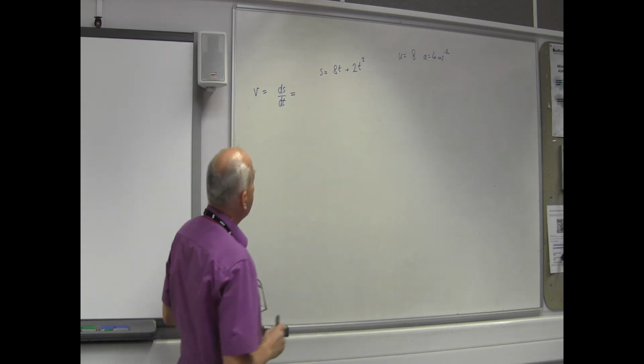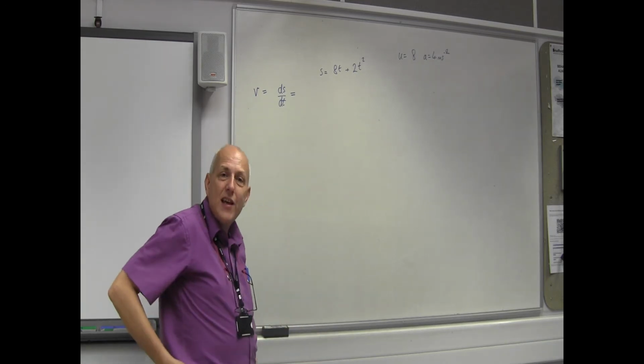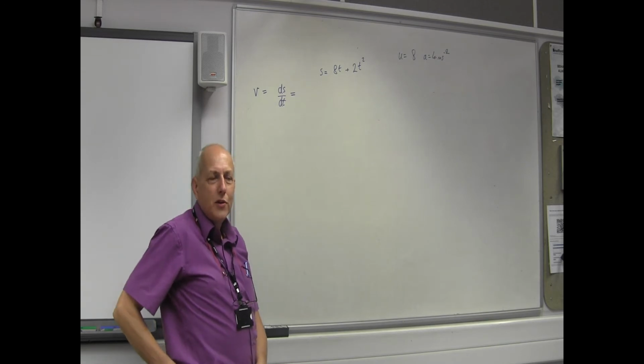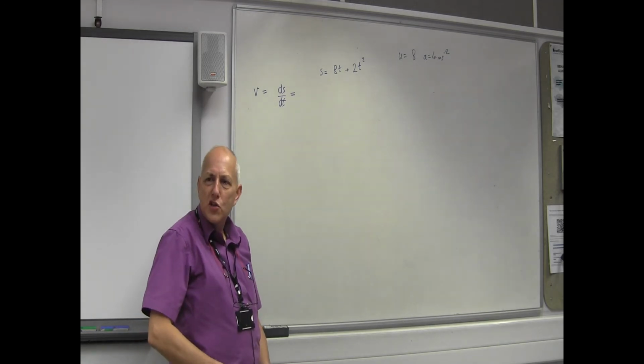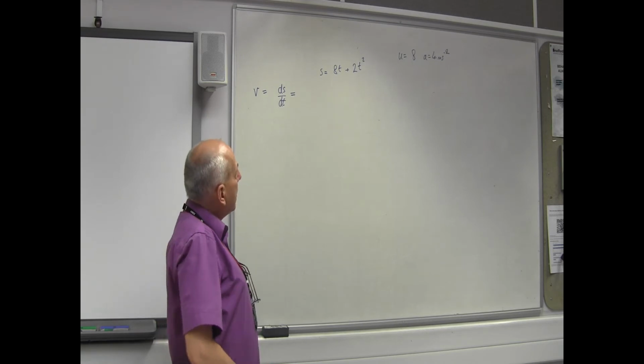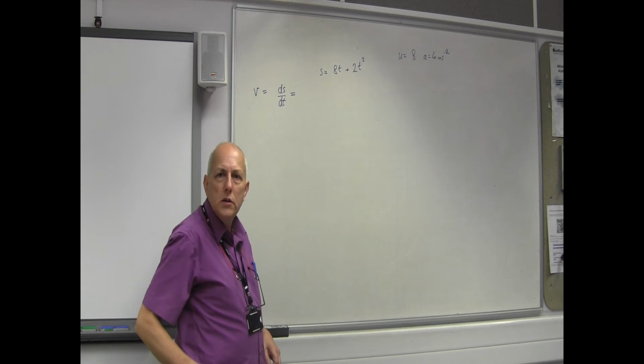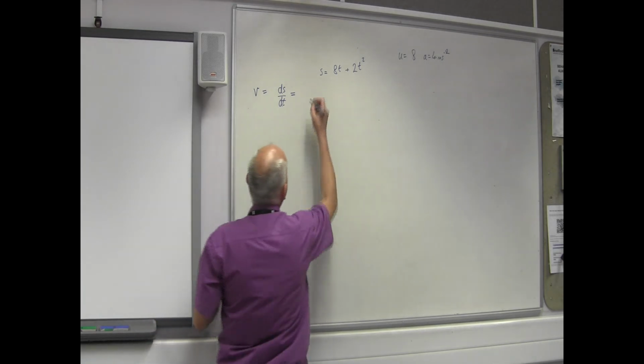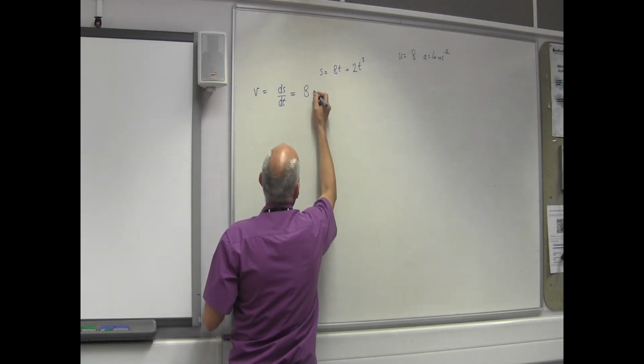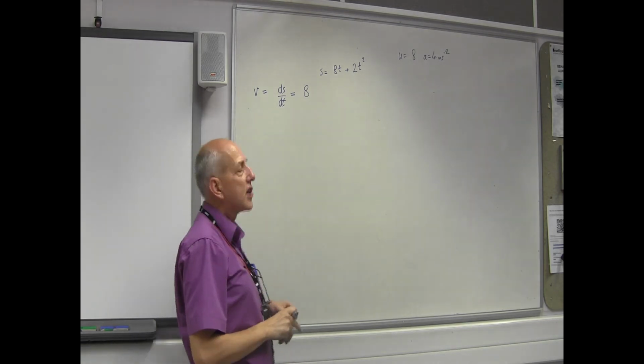Right, so if I differentiate that, what am I going to get? And it's as easy as everything we've been doing. So don't look at it and think you're missing something. It's straightforward. So what's the differentiation of 8t? Just 8. Just 8, yes. What's the differentiation of 2t squared?